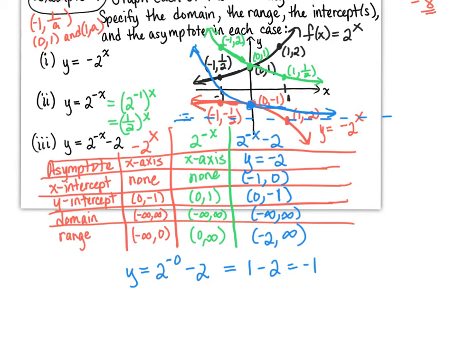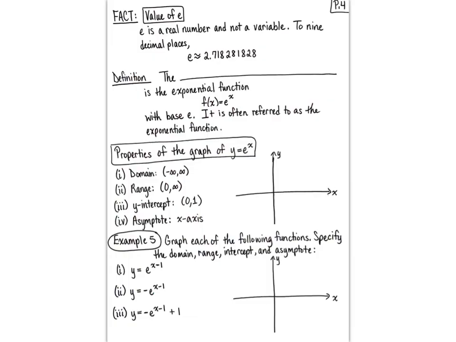Very good. So now let's talk about the value of e. So we've introduced exponential functions. We've talked about functions of the form a to the x, which is an exponential function with base a. Now let's talk about information that will lead to the natural exponential function.